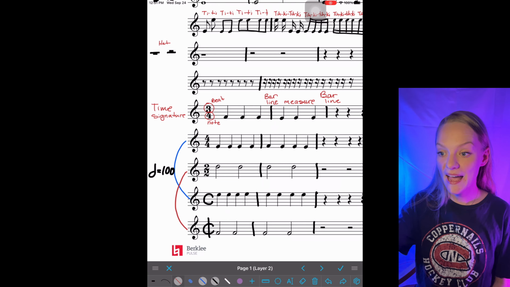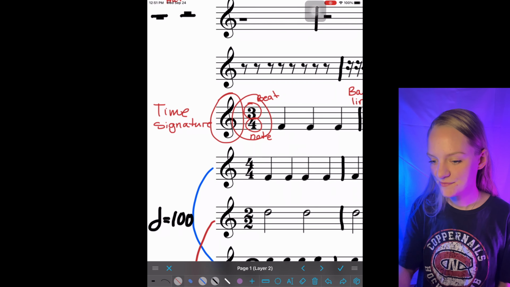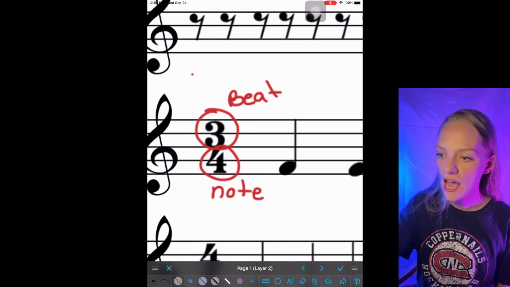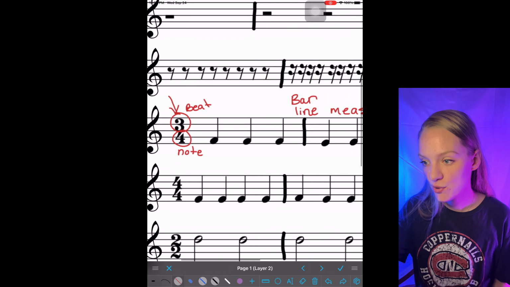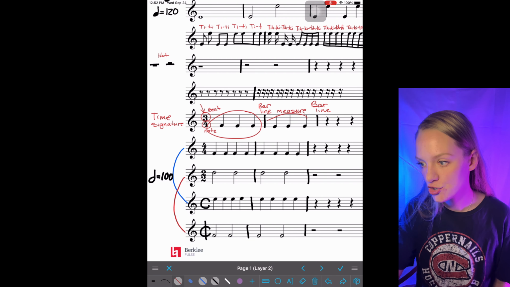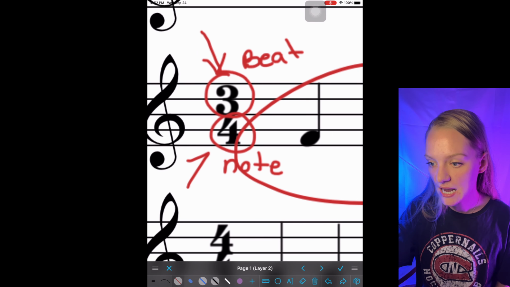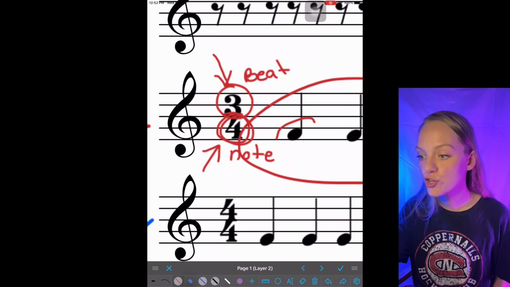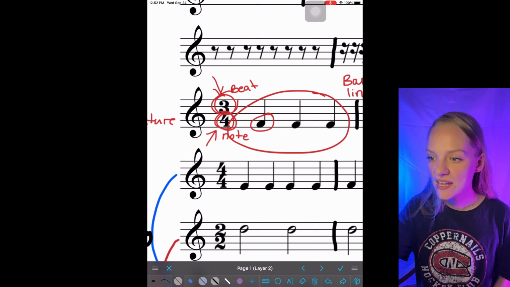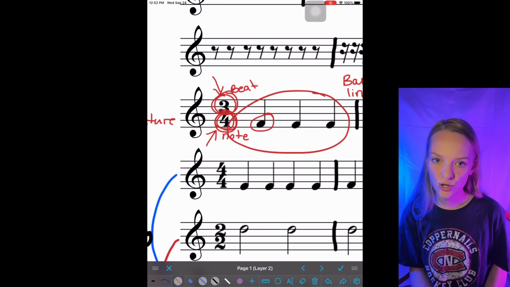Now, at the beginning of your music, after your clef, you are likely to see a time signature. A time signature is going to tell you how many beats there will be between each measure of your music. So in this example, there are going to be 3 beats in each measure. And the bottom number tells you what type of note gets the beat. So right here you have a 4, and that is telling you that a quarter note gets the beat in 3/4 time. So this time signature represents 3/4 time. There are 3 beats per measure, and the quarter note gets the beat.